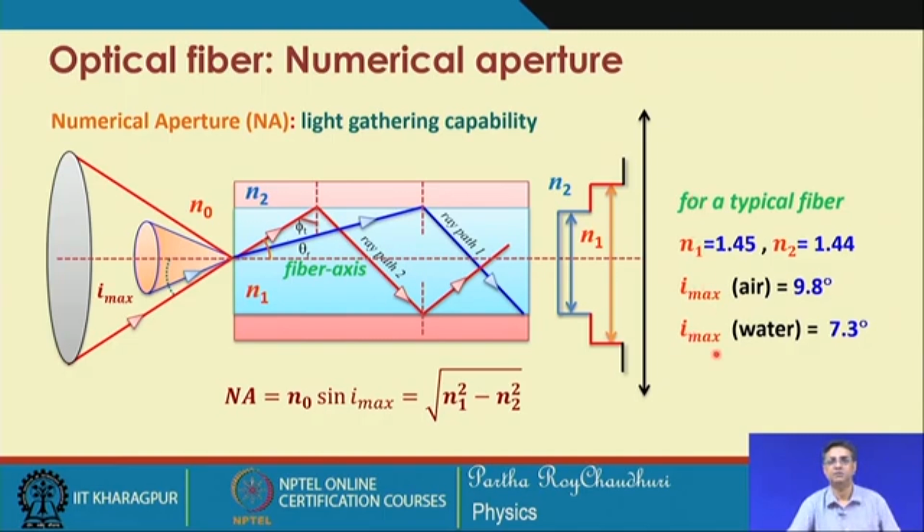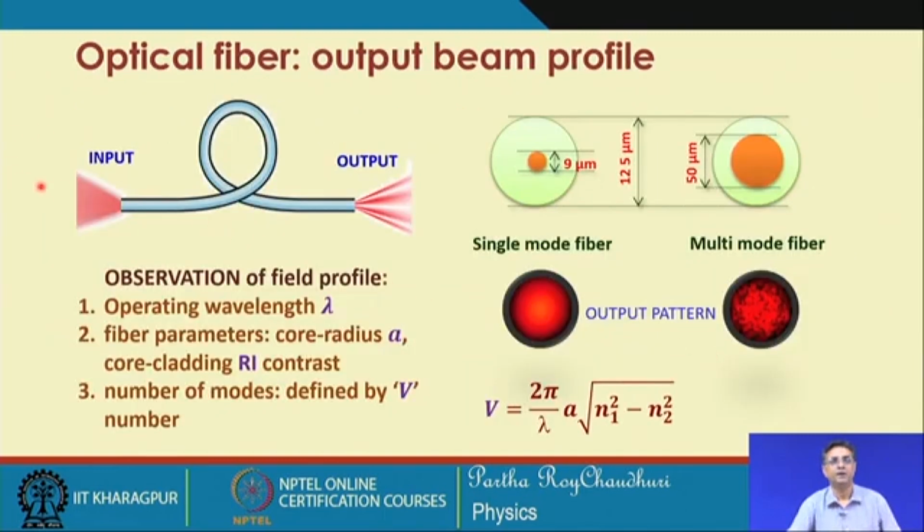These are the refractive indices. In an optical fiber, as I said, within the acceptance angle the light will be accepted, and it can also accept the light through this angle. So it moves through the fiber, and in the same way it comes out of the fiber.